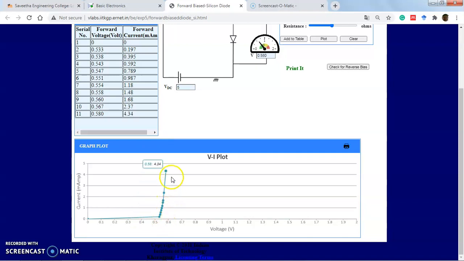See, this is called forward biasing. This is called the VI characteristic. Here the x-axis we take for voltage, and the y-axis we take for current. This is the forward bias characteristics.